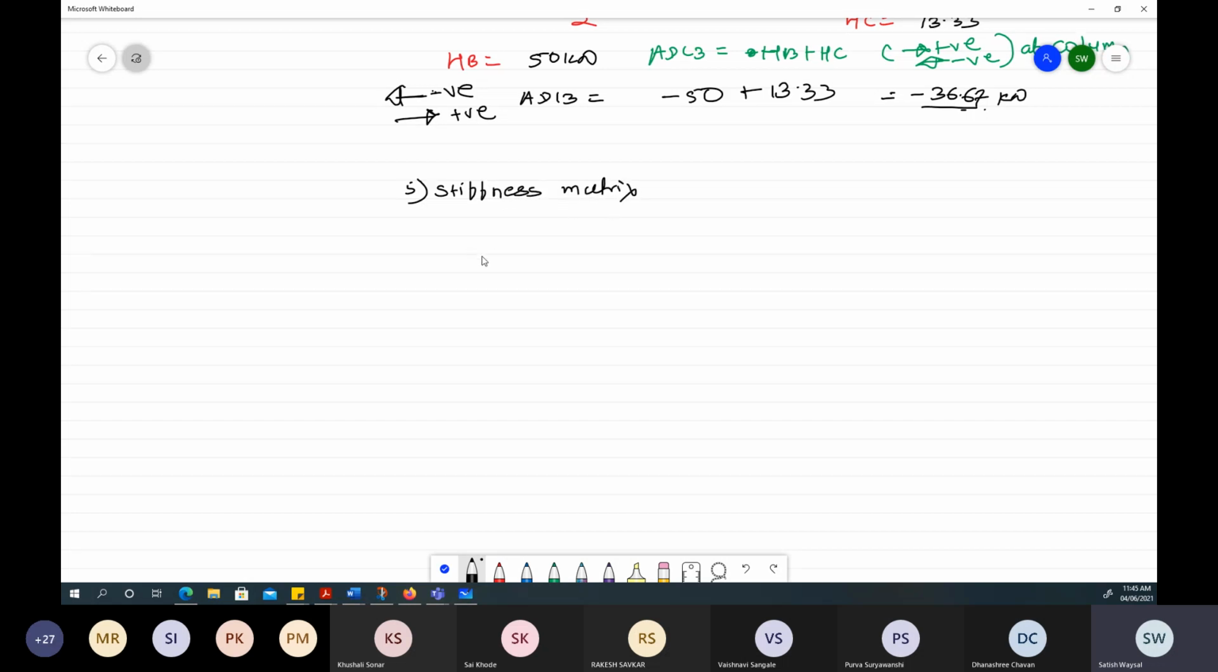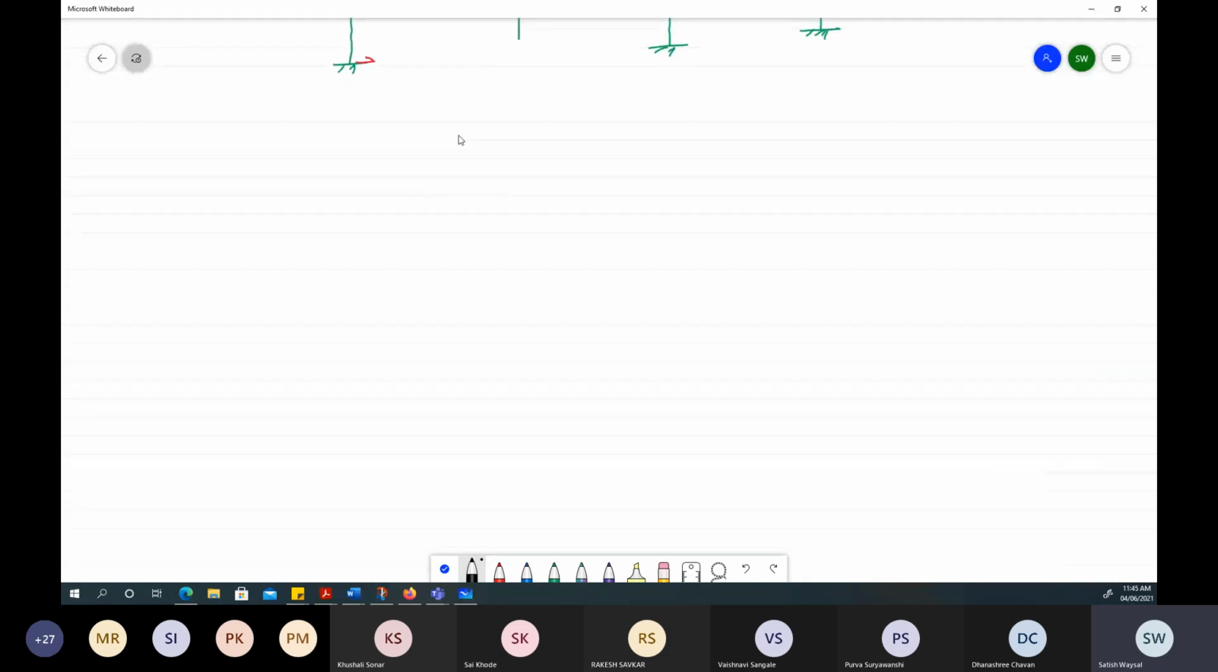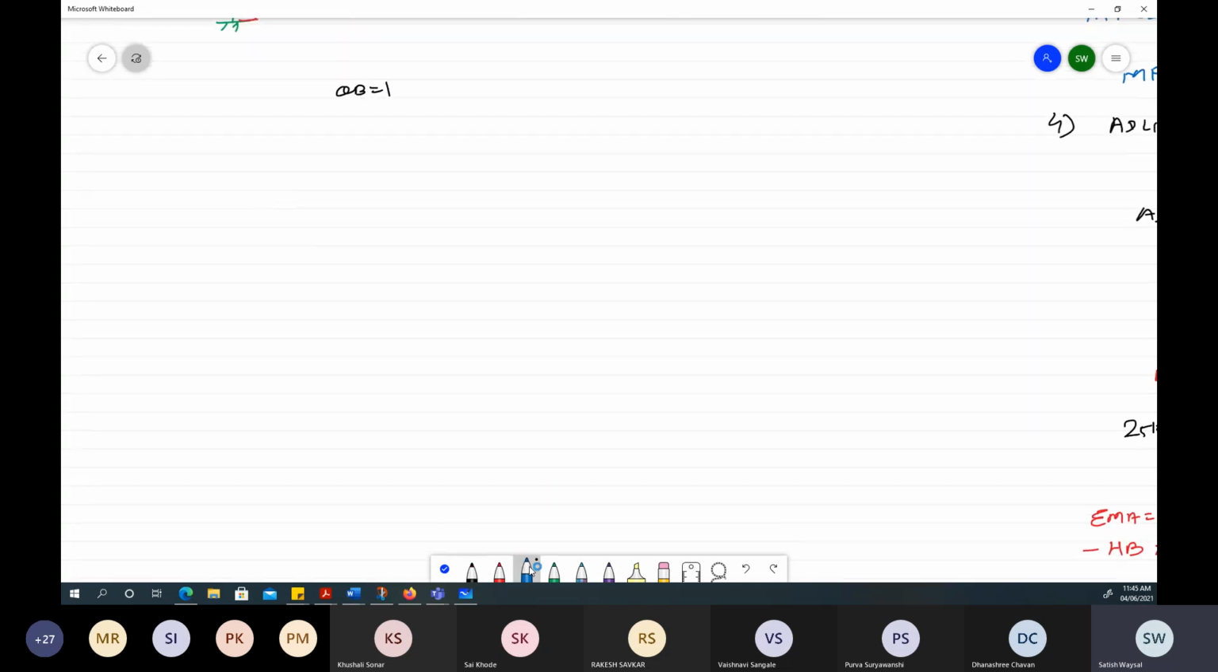Okay, the stiffness matrix will have three cases. First, let us say that theta b is equal to 1. For that, we have to draw a diagram.